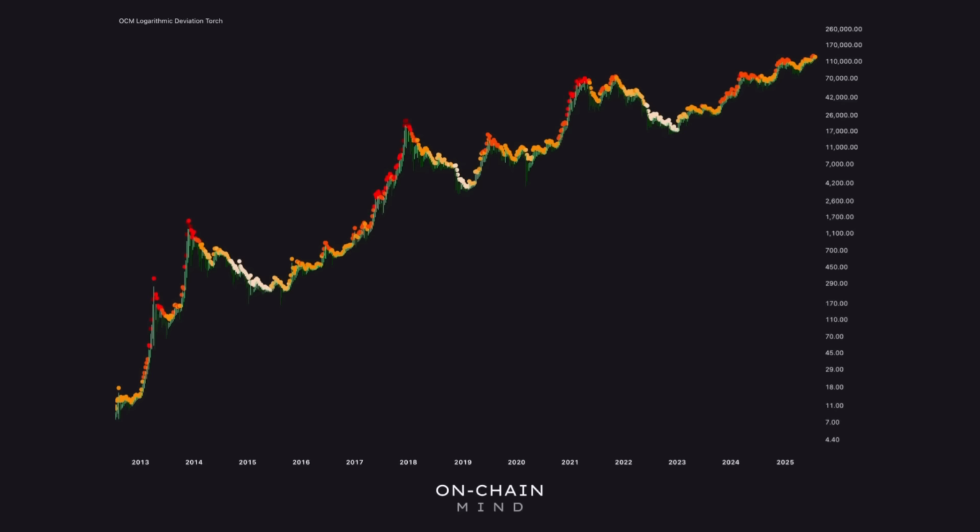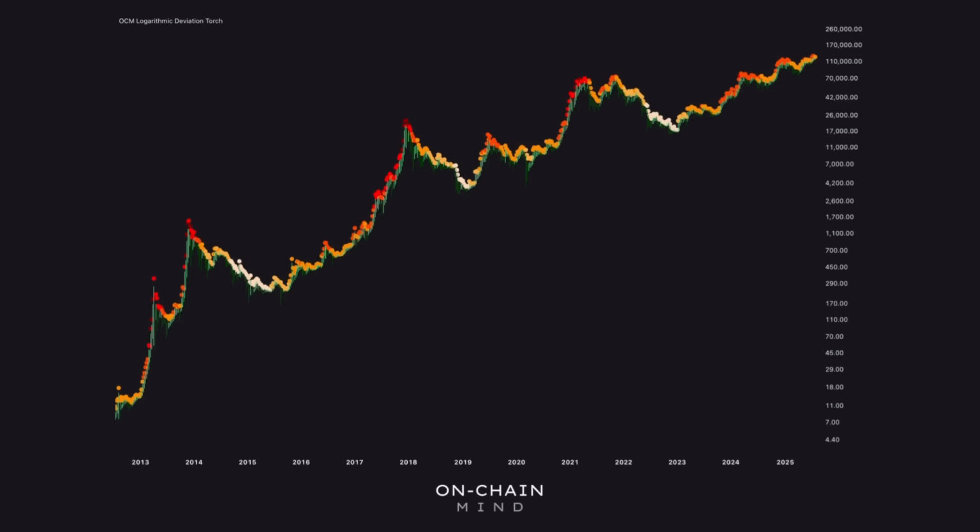The first indicator is called the logarithmic deviation torch. This is a dynamic risk visualizer that plots coloured dots above the price chart to indicate varying levels of market risk. Essentially, the more overheated the market is, the redder the dot becomes.